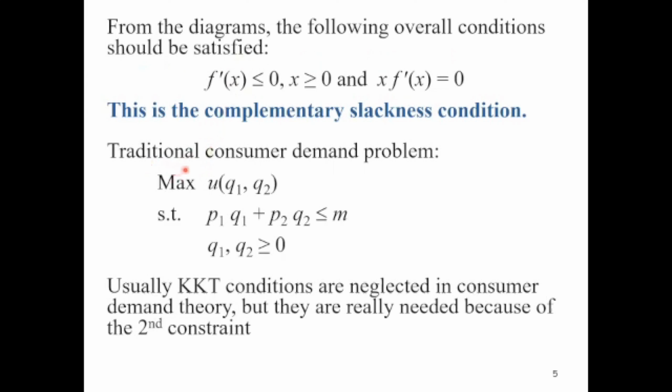Traditional consumer demand problem, where we maximize utility as a function of Q1, Q2, subject to P1 Q1 plus P2 Q2 less than or equal to the budget, and the Q's are non-negative. And usually, when we're doing this, we neglect the KKT conditions in consumer demand theory, but they're really needed because of that second constraint.